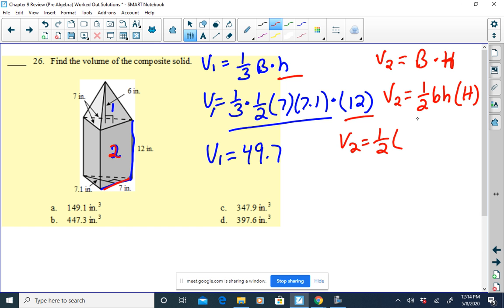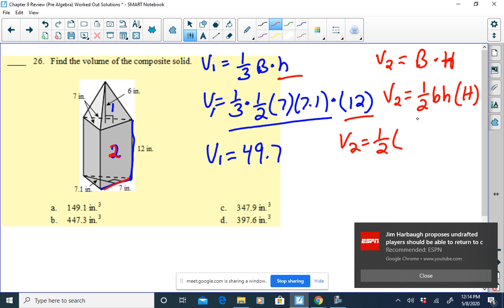Oh, I see a mistake. Nobody said it. What's the mistake? Now, the 49.7 is right, but this 12 is not correct. What's the height of the pyramid? 6, right. So that should have been a 6. That was my bad. Doesn't change the answer because I'm looking at my notes, and the answer is 49.7, but in order to get 49.7, that had to be a 6. The reason I caught that is because now the height of the prism is where we're going to be using the 12.